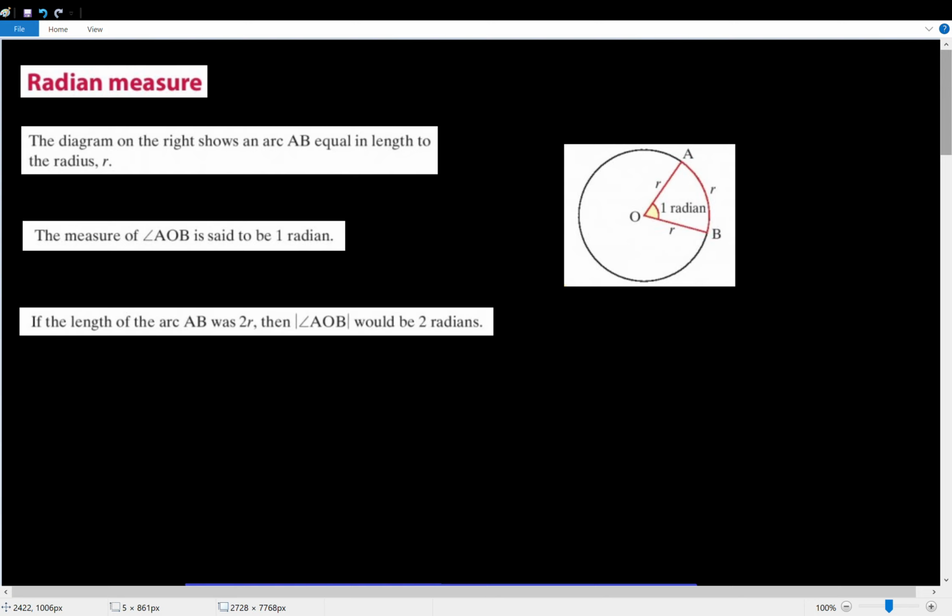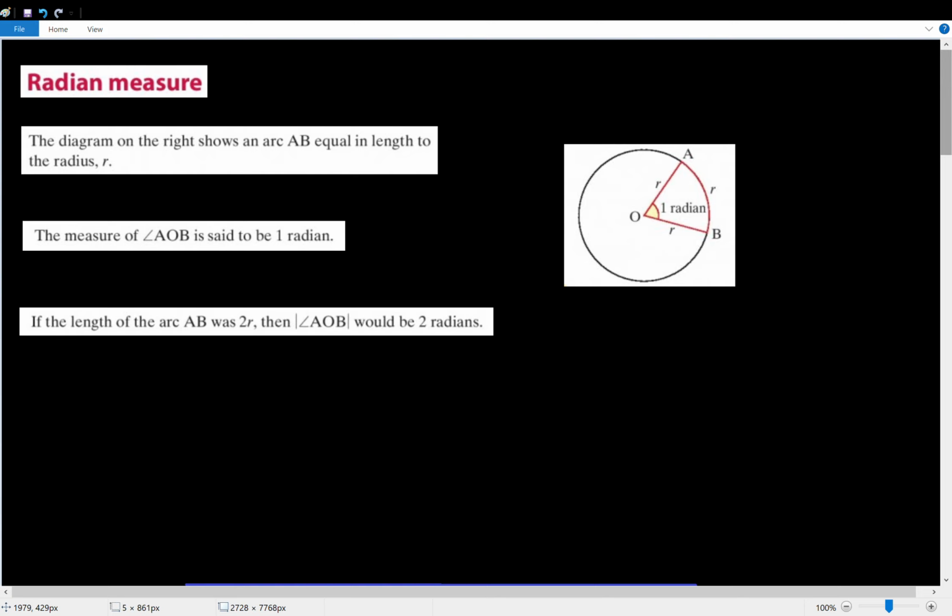The diagram on the right shows an arc AB, which has a length r, and that r is equal in length to the radius of the circle. So in other words, we've got a circle with a radius of r, and we've got an arc marked out on the edge of a sector which has the same length as the radius. When you get to a situation like that, the angle in the center of this sector is equal in measure to 1 radian. Now if the length of the arc AB was 2r, then the angle would be 2 radians, and so on up from that.